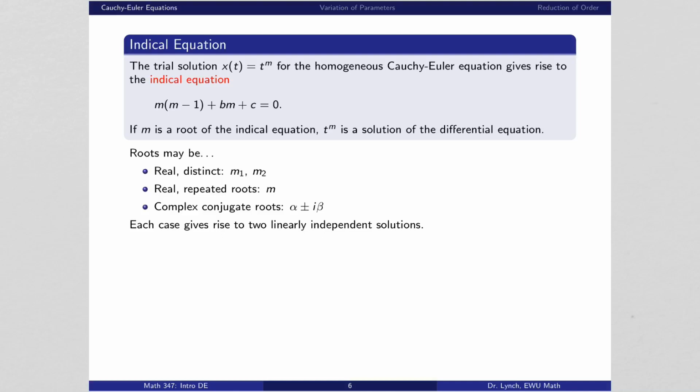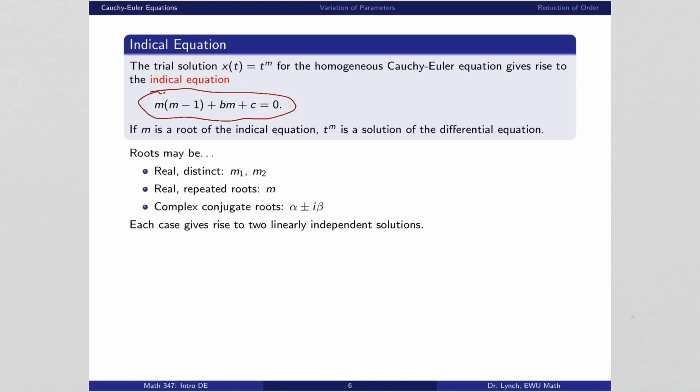We call the trial solution t to the m for the homogeneous Cauchy Euler equation gives rise to what we refer to as the indicial equation. Okay, so this is the indicial equation, this quadratic in m, and if m is a root of the indicial equation, then t to the m is a solution of the differential equation.